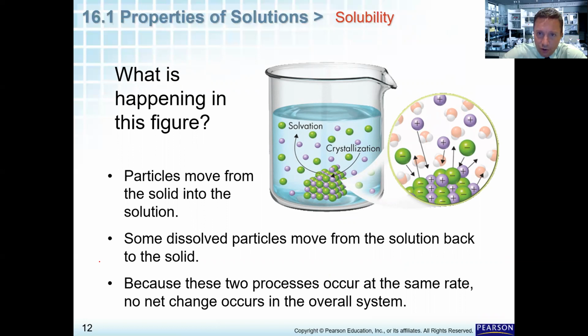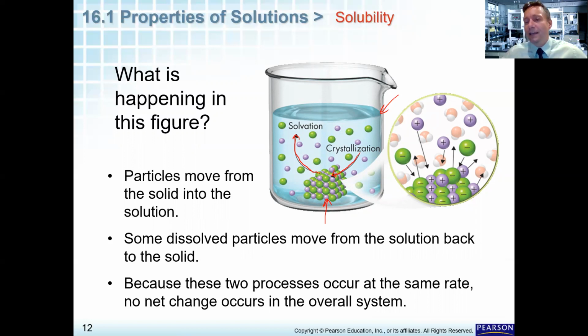In this figure, you have some water in this beaker. And if you notice on the bottom, you have some solid there. It's a crystalline structure, an ionic compound. Solvation means some of this, as you see the arrow, is dissolving. And as some of it is dissolving, some is coming out of solution and crystallizing. So it is in a state of equilibrium.